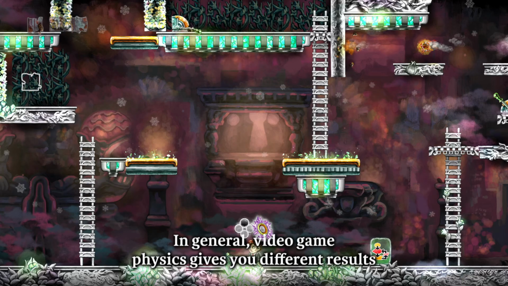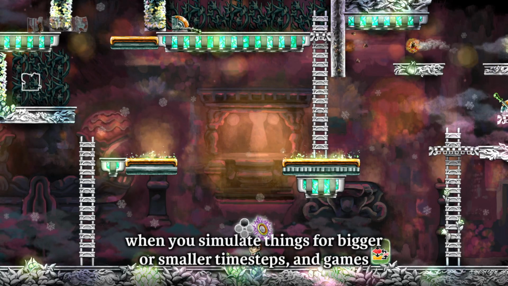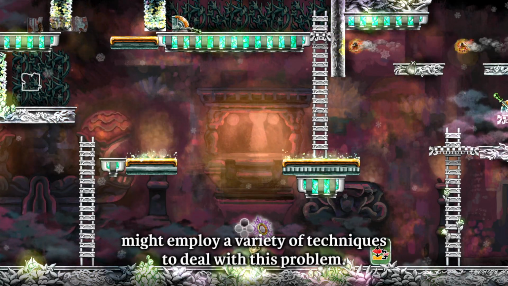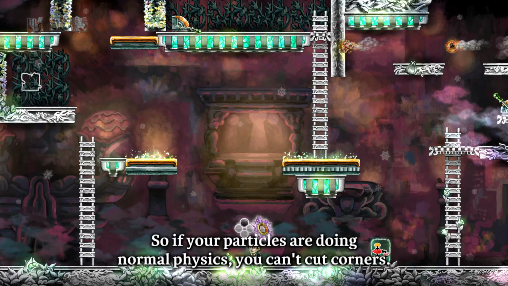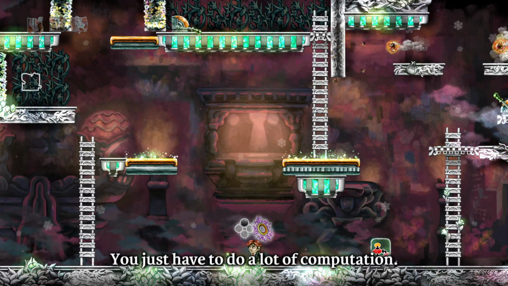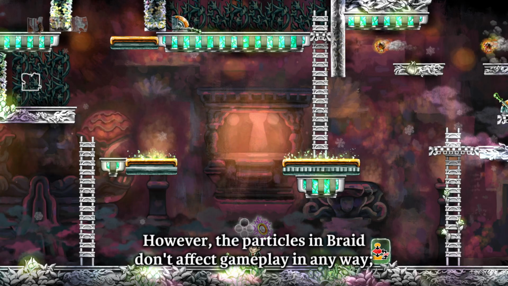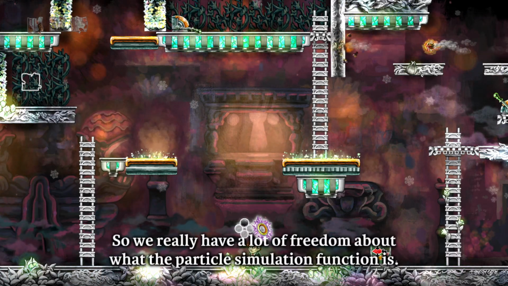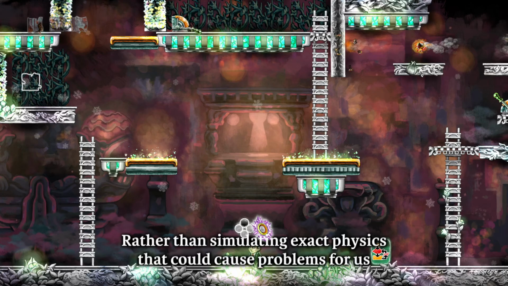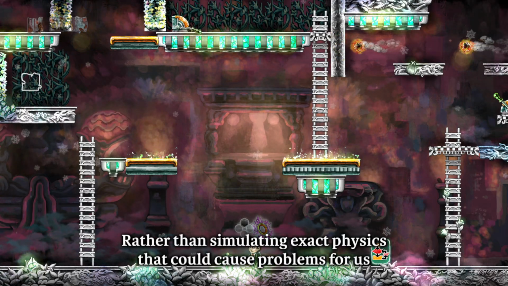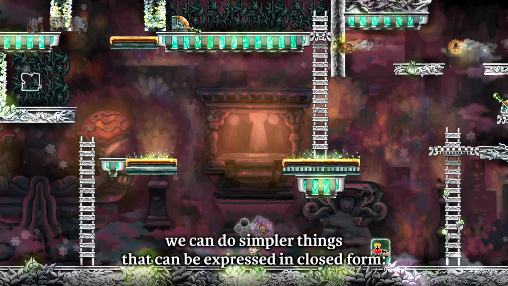In general, video game physics gives you different results when you simulate things for bigger or smaller time steps, and games that are carefully crafted might employ a variety of techniques to deal with this problem. So if your particles are doing normal physics, you can't cut corners, you just have to do a lot of computation. However, the particles in Braid don't affect gameplay in any way, they're just cosmetic. So we really have a lot of freedom about what the particle simulation function is. Rather than simulating exact physics that could cause problems for us, like the aforementioned air resistance, we can do simpler things that can be expressed in closed form.